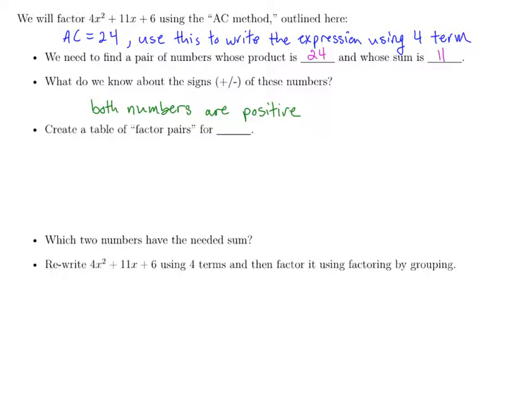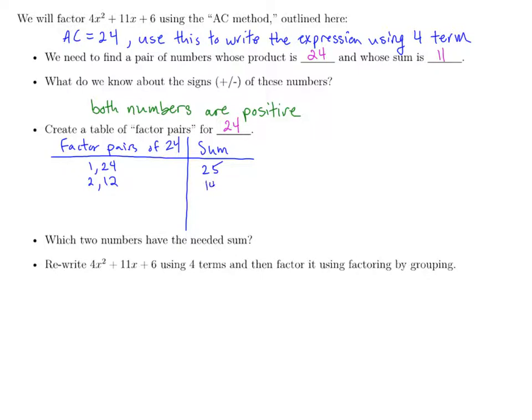Now we're going to create a table of factor pairs for that number 24, which was AC that we found. So let's find factor pairs of 24, and then we'll look at what the sum is for each of those pairs. So we'll start just taking the factors of 24, so 1 and 24 is one factor pair, and that sum is 25. Next, let's take 2 and 12, and that sum will be 14. And after that, we can take 3 and 8, and that sum is 11. So we could continue if we wanted, but at this point, we have the 2 numbers that we need. So the 2 numbers that have the needed sum are 3 and 8.